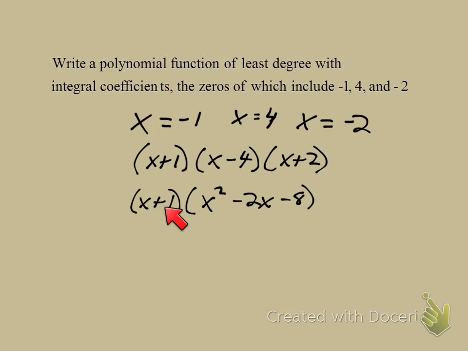What's x times x squared? X cubed. Okay, and I'm going to do my x again. So x times my next term, negative 2x, so negative 2x squared. X times negative 8, negative 8x. 1 times x squared, x squared. Plus x squared, 1 times negative 2. And then 1 times negative 8 gives you negative 8.